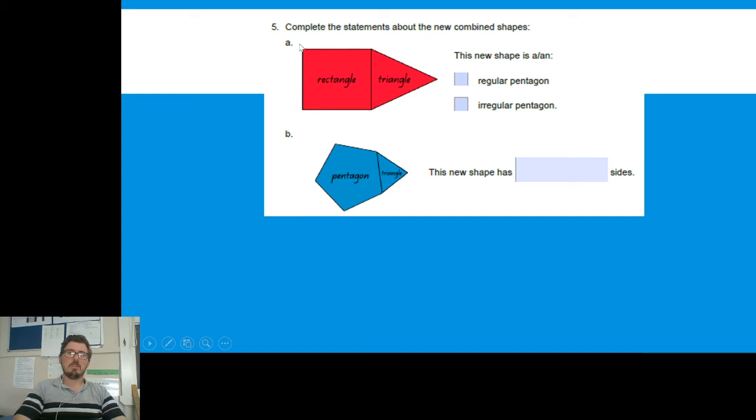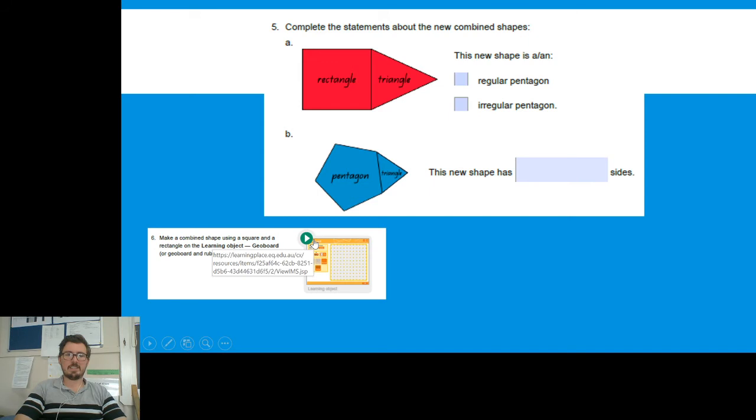Okay, so it would be an irregular pentagon because these sides are not all the same. B, this new shape has how many sides? Count the sides and write them down. Pause the video. Good, it has, let's count them together. 1, 2, 3, 4, 5, 6. 6 sides.